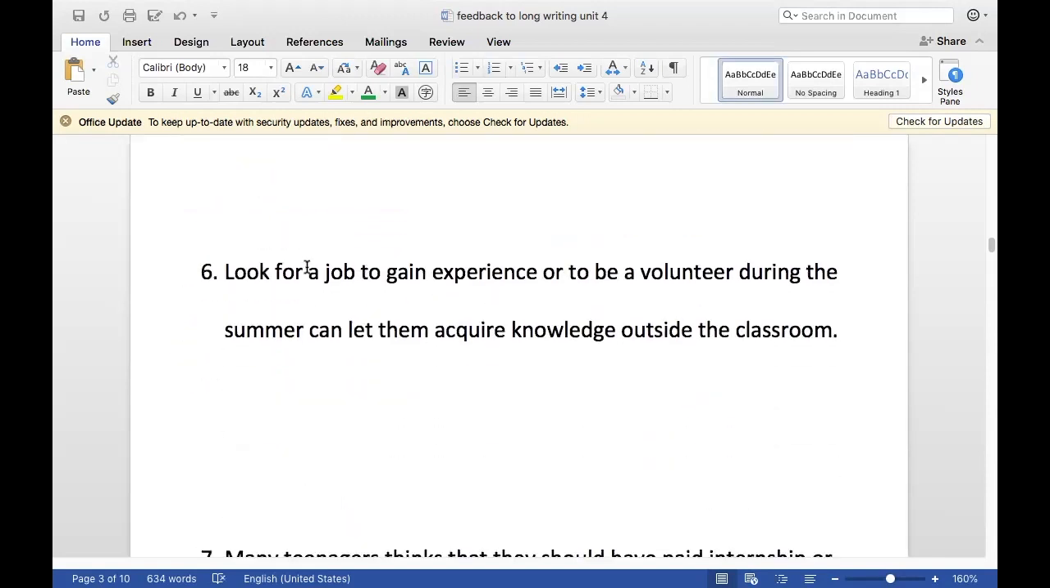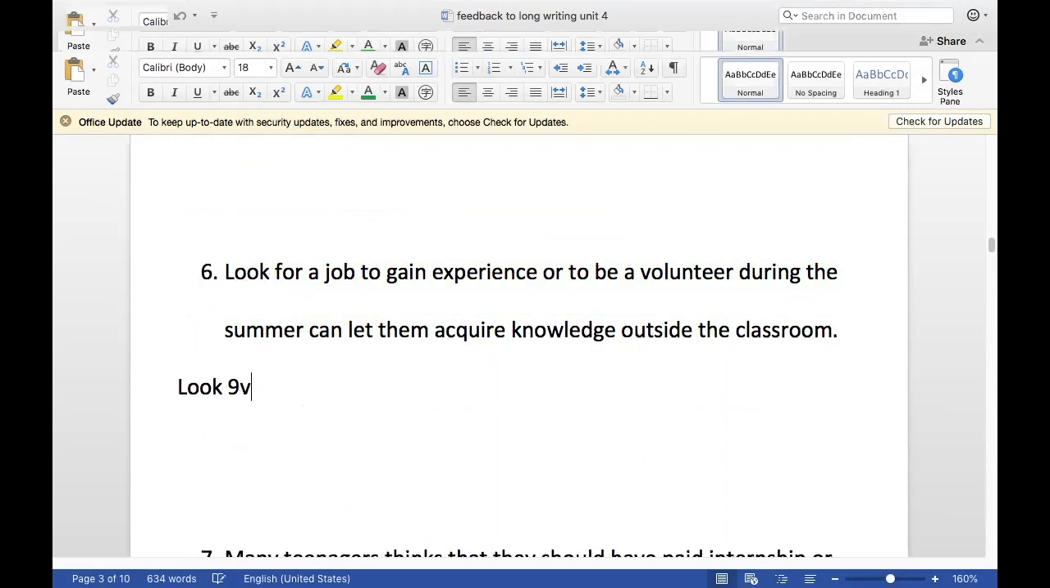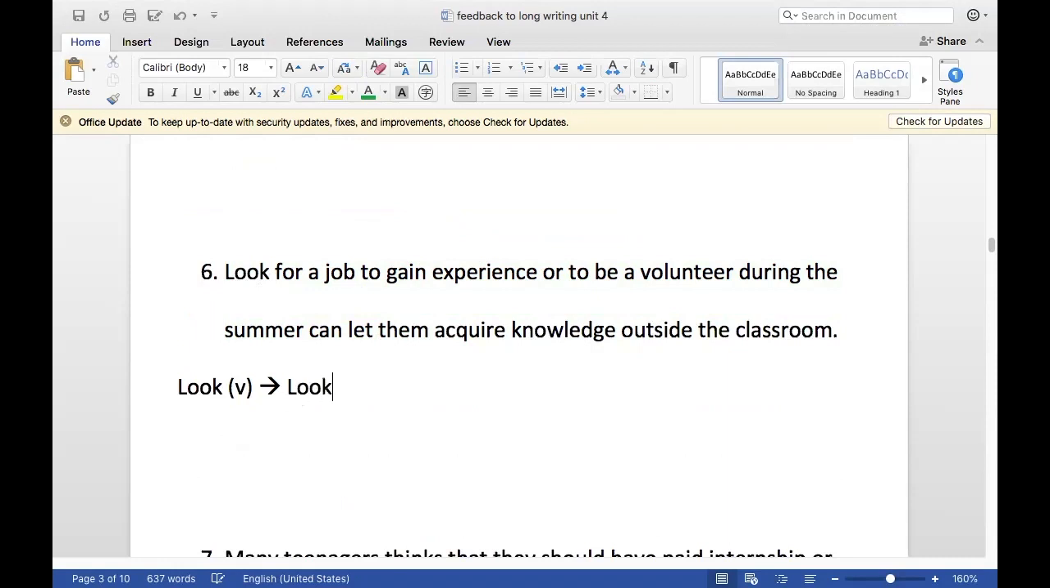Number 6, look for job, okay? You cannot start a sentence with a verb here. Look for a job to gain experience or to be a volunteer during the summer can let them acquire knowledge outside the classroom. Okay? How can you change look to a noun? Yes, just by adding ing, okay?